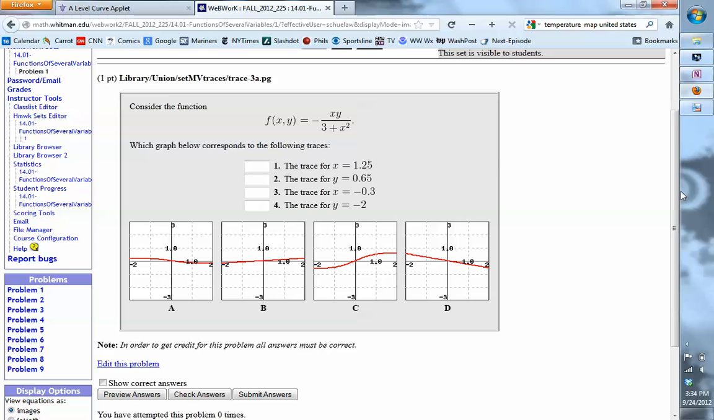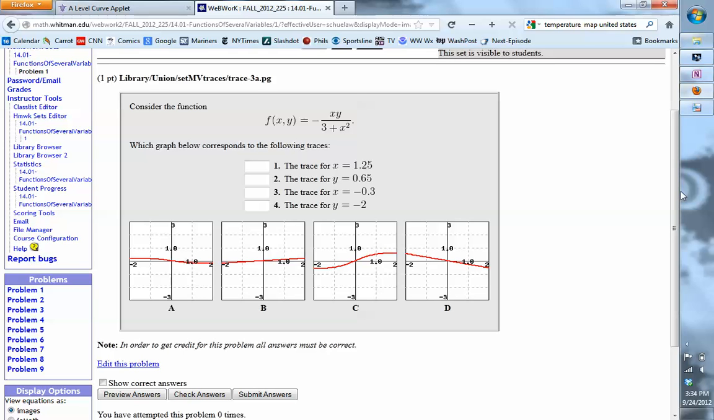So it's up to you to figure out. Now you don't have access to the surface, or in this WebWork you don't. It's up to you to figure out which of these traces corresponds to which. You can take this function and literally plug it into that application, the first one that I was using. Plug in minus x star y over quantity 3 plus x star x, and plot that. And then you could actually set x to 1.25, and you would literally see one of these traces come out at you.